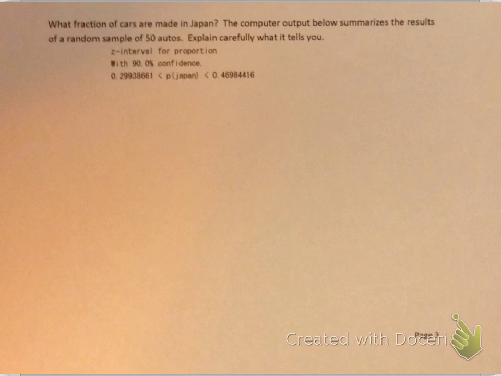Okay, so moving on, now we're at the bottom of the third page of your notes. So we've got this computer printout that is basically telling us something about the fraction of cars that are made in Japan. So they told us that it's z interval for proportion, so that means that they did a 1 prop z int. That's what that is saying. Then they're telling us how confident they were. That's what the 90% confidence is right there. And then the next thing they're telling us is the actual interval. So we've got our lower bound and our upper bound.